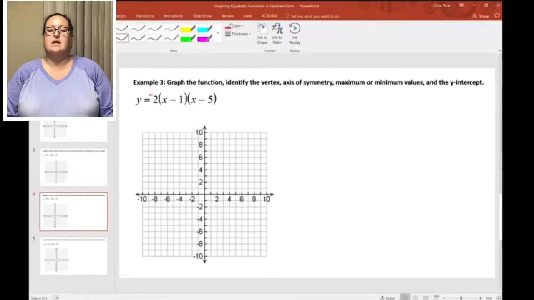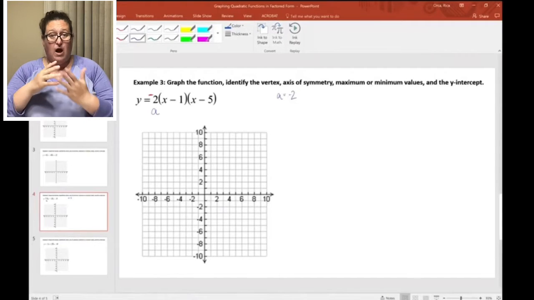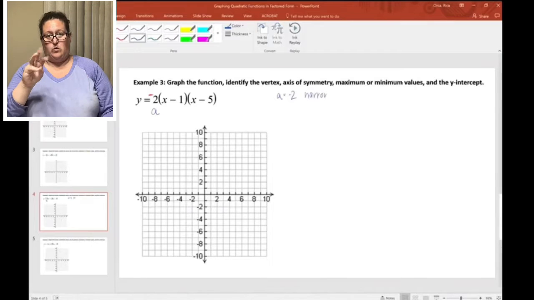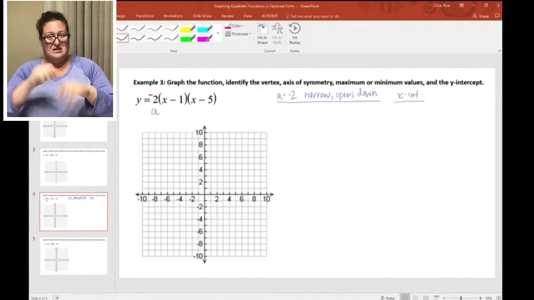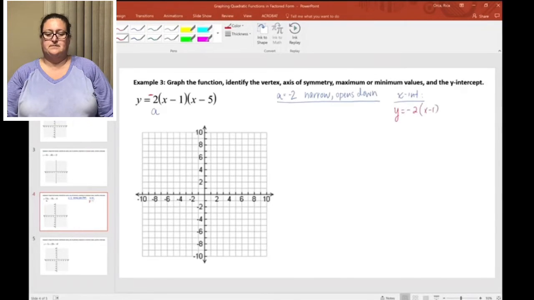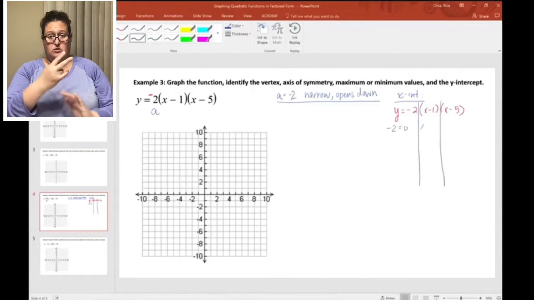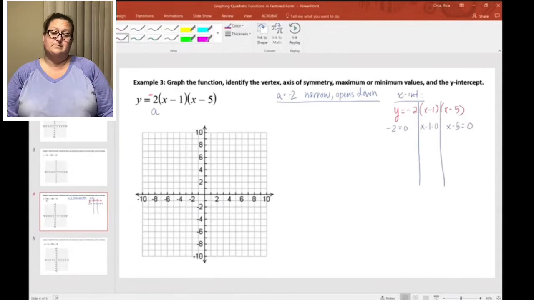Let's get started. We know that a equals -2, which means that the graph is narrow, and it'll open down. Now let's find our x-intercepts. For our x-intercepts, we want to take our equation and set each factor equal to 0. So that's -2 equals 0, x minus 1 equals 0, and x minus 5 equals 0. Afterwards, we're going to solve for x.